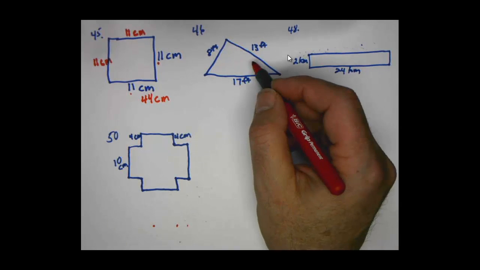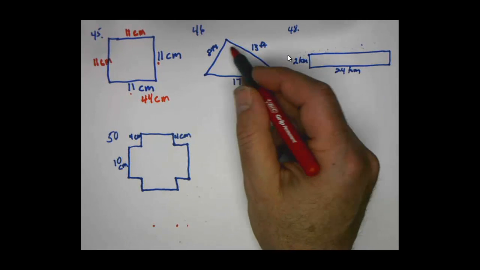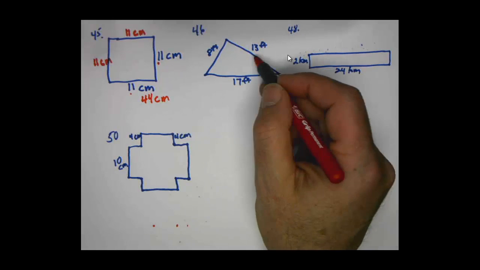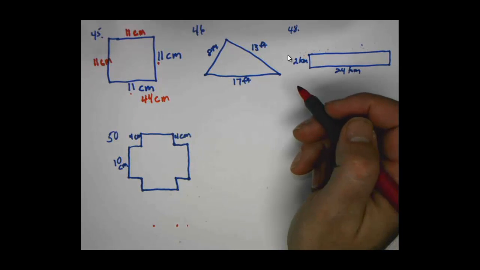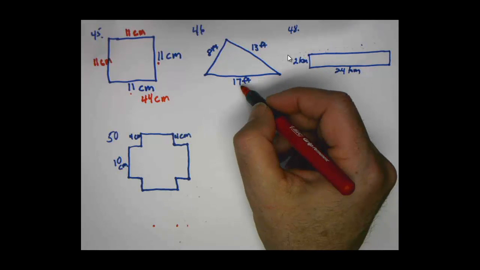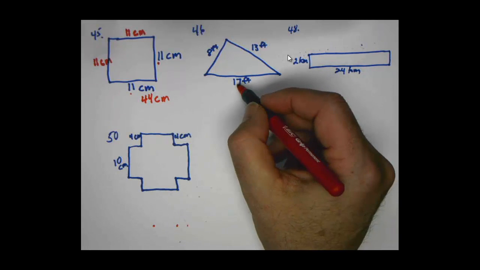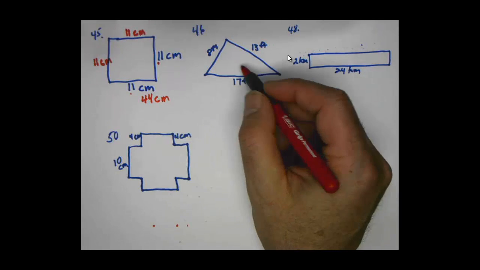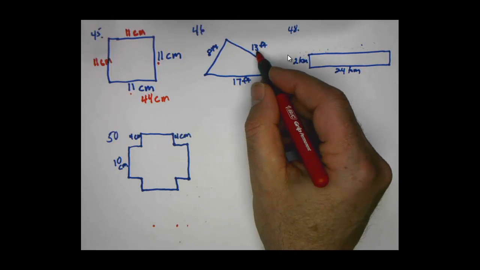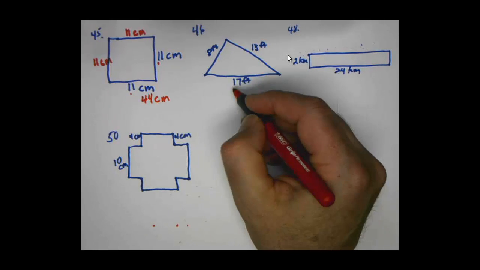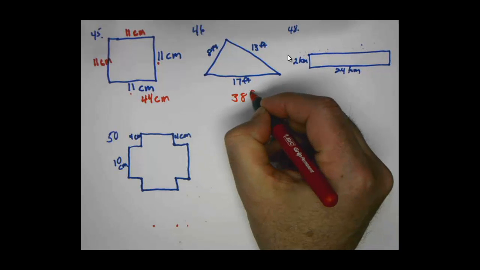Problem number 46, again, this is a triangle. All the sides are listed, so we don't have to fill anything in, and all we have to do then is add up the sides. You can either do it on paper, pencil, or on your calculator. 17, 13 is 30 plus 8, which is a total of 38 feet.